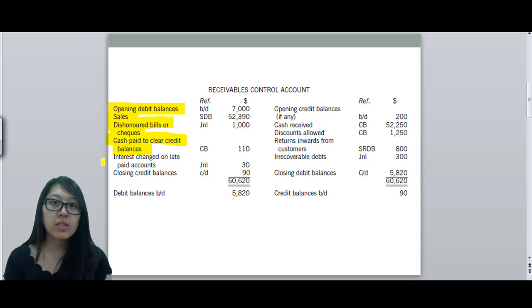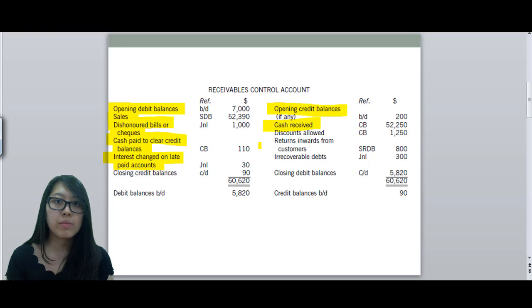This is simply the cash that we have paid to clear off any credit balances on our trade receivables account. Next is interest charged on late paid accounts, which means that interest is going to increase their debt to us. Now on the right hand column, below the opening credit balance, you can see that there is a cash received. It's shown on the credit side because it means it has reduced our trade receivables balance.